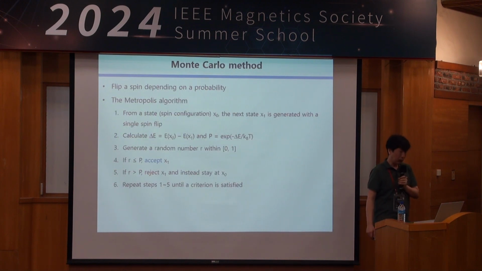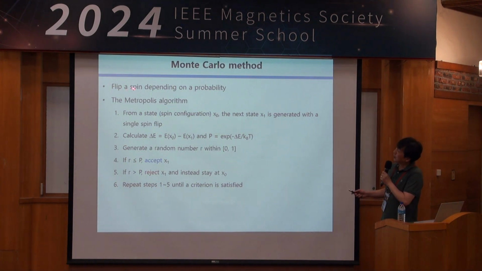So next one is the Monte Carlo method. Here we want to flip a spin depending on the probability. And the most widely used algorithm is the Metropolis algorithm, consisting of these 6 steps.